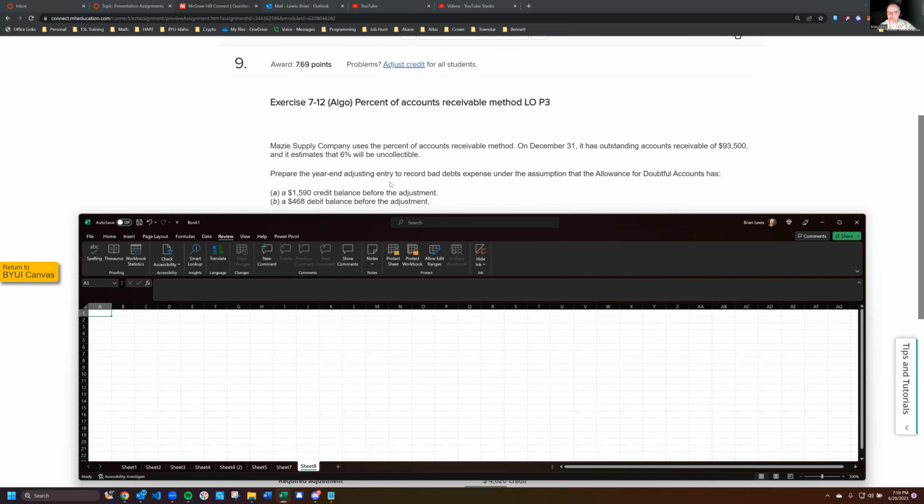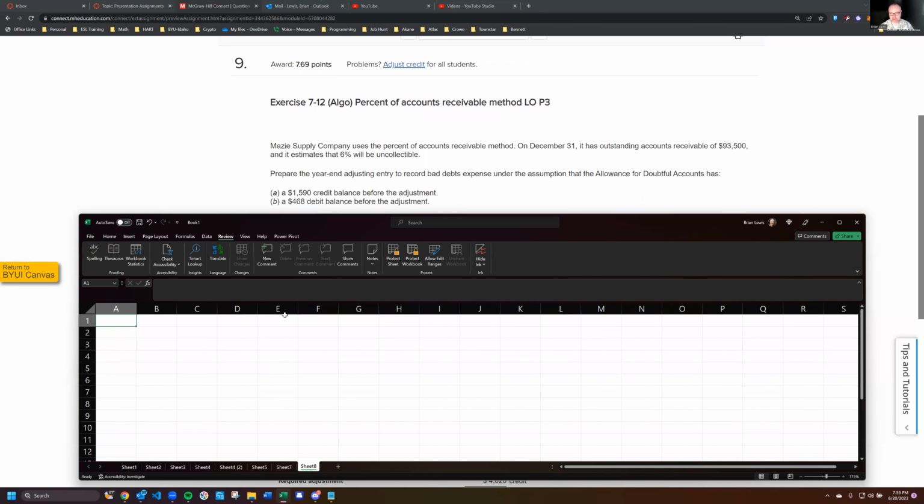Prepare the entry, assuming the allowance for doubtful accounts has whatever balance. Now, because it's a percent of receivables, it includes everything that's happened this year and prior years. So it's always just truing things up to the 6%. So it's a little bit different theory behind this one.